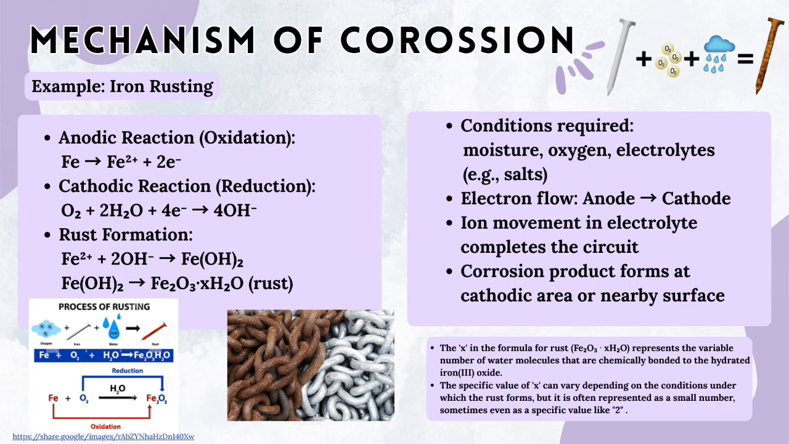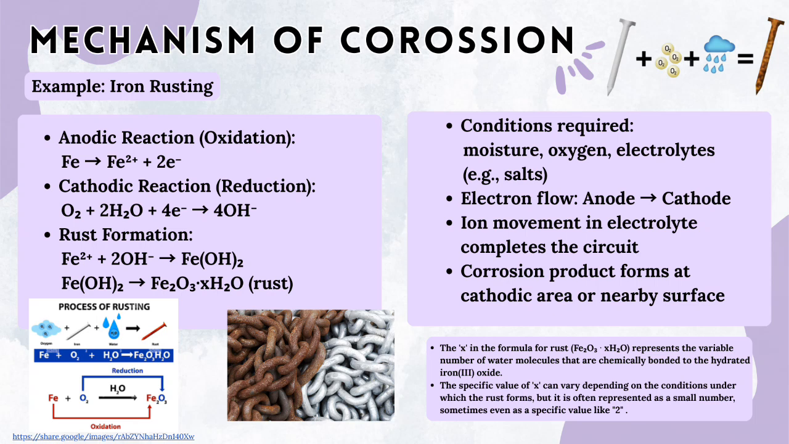Corrosion occurs through an electrochemical mechanism. On a metal surface, there are naturally formed anodic and cathodic regions. At the anode, iron atoms lose electrons and form Fe2+ ions, meaning oxidation occurs. The released electrons travel through the metal to the cathodic region. At the cathode, oxygen from the air dissolves in water and is reduced to hydroxide ions.